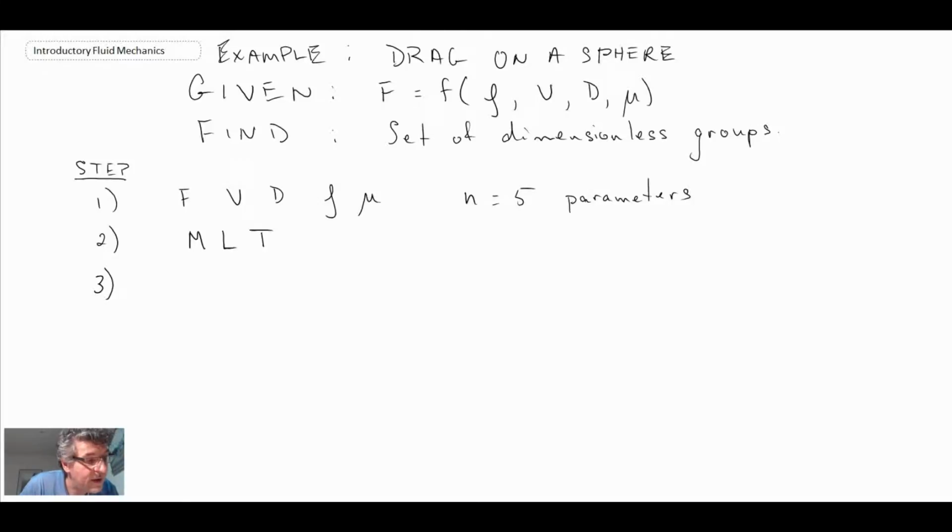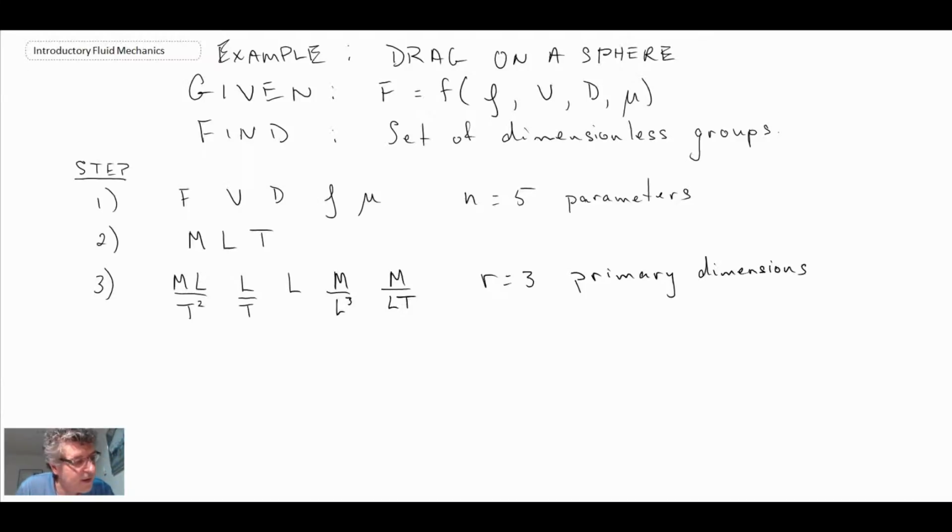The next step here, looking at our primary dimensions, so force, we can rewrite that as mass, length, time squared. Velocity is length per unit time. Diameter is a length. Density is mass per length cubed. And viscosity, that is mass per length time. So there we can see we have r equals three primary dimensions, because all we see in here is mass, length, and time.